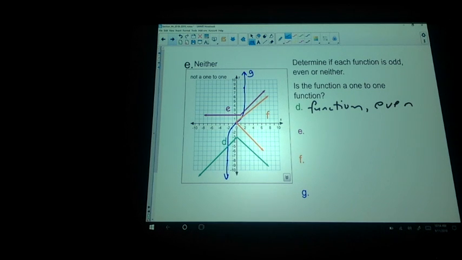So it's even. Does it pass the horizontal line test to say it's 1 to 1? No. If I draw a horizontal line, can I touch it twice? Yeah. It's not 1 to 1 then. Okay?